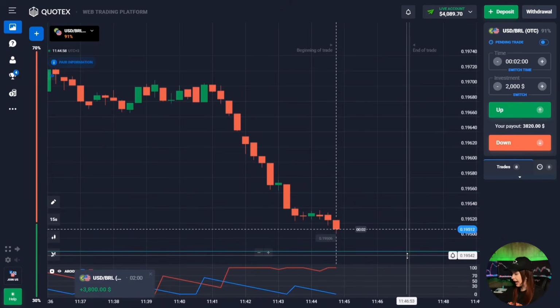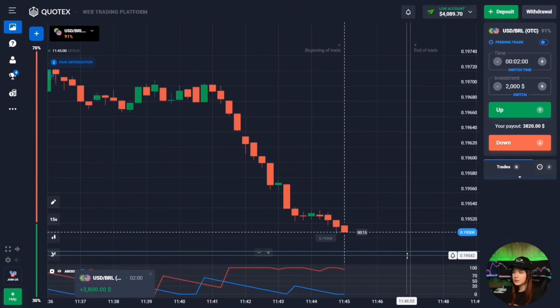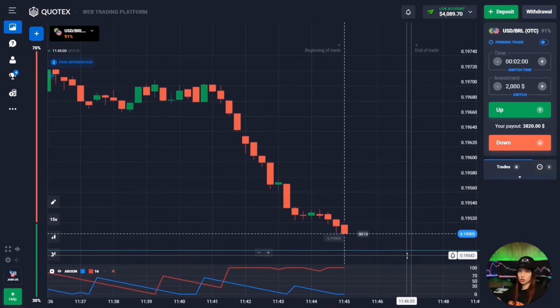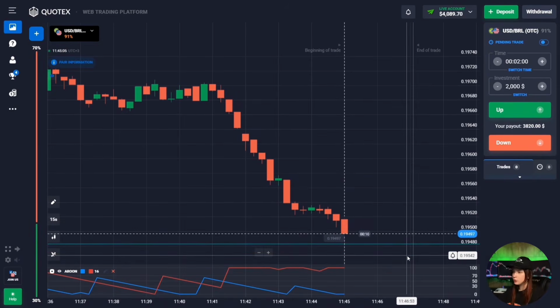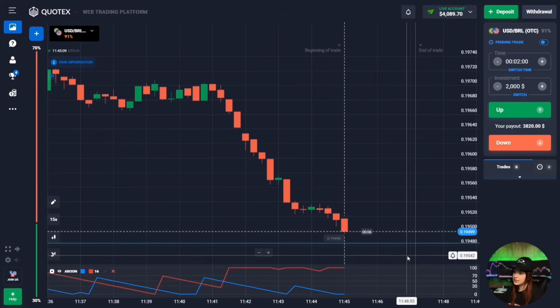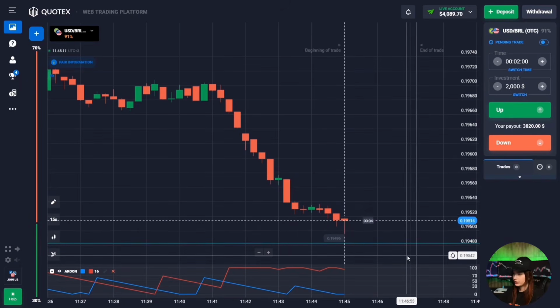So guys, that's excellent. As you can see, the price is moving according to our scenario and is showing a decline. So this deal brought us a profit, guys. Once again, the indicator proved accurate, pointing us to an excellent entry point.